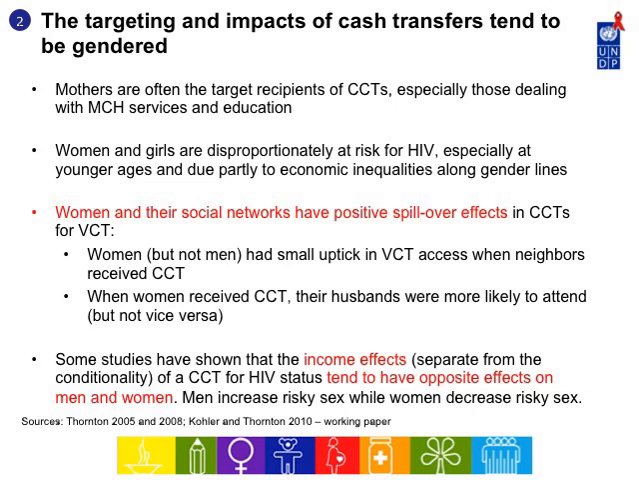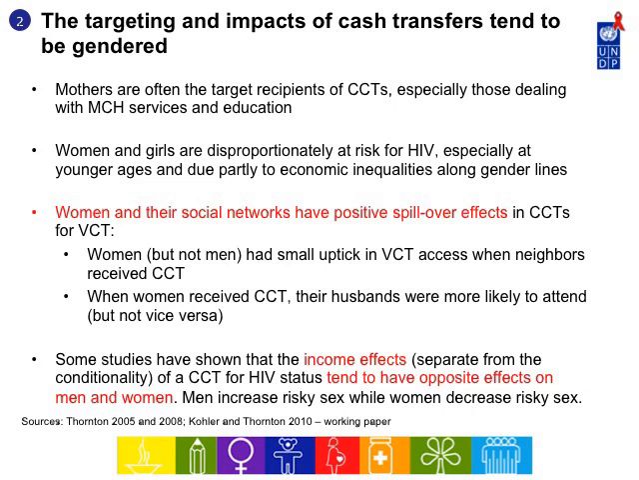And also, as we all know, women and girls are disproportionately at risk for HIV, especially at younger ages, and due partly to economic inequalities along gender lines. What we've seen out of some of the CCTs, which we'll talk about later, as they link directly to HIV or HIV services, is that women and their social networks can have positive spillover effects. So there's a particular study which we'll discuss later about conditional cash transfer leading to uptake of VCT, or is linked to getting your VCT results.